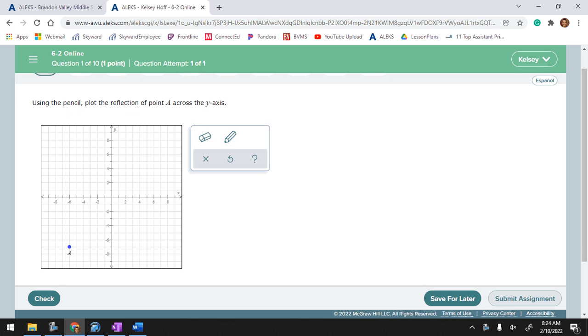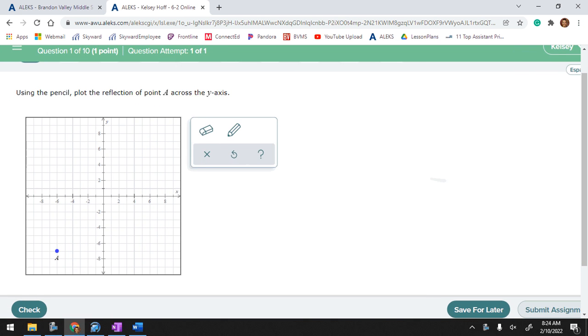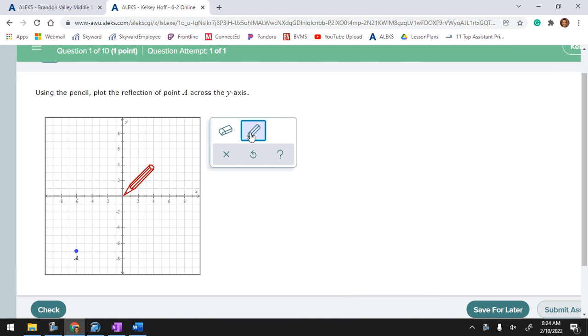Today are just going to be simple like this. Use the pencil and plot the reflection of point A across the y-axis. The hardest part is remembering which axis. Which one's the y? This one's up and down. They're labeled, guys. They're labeled.